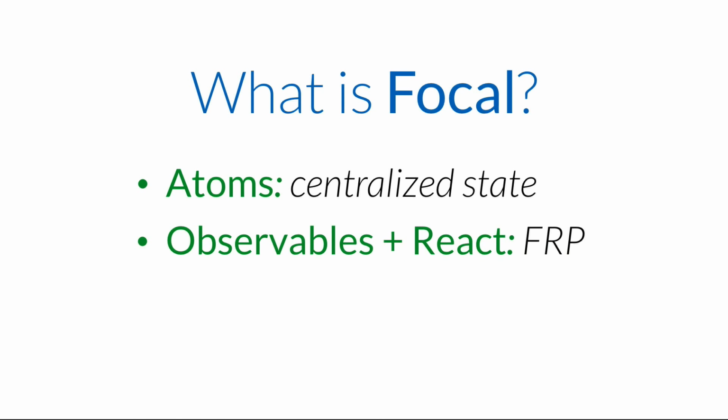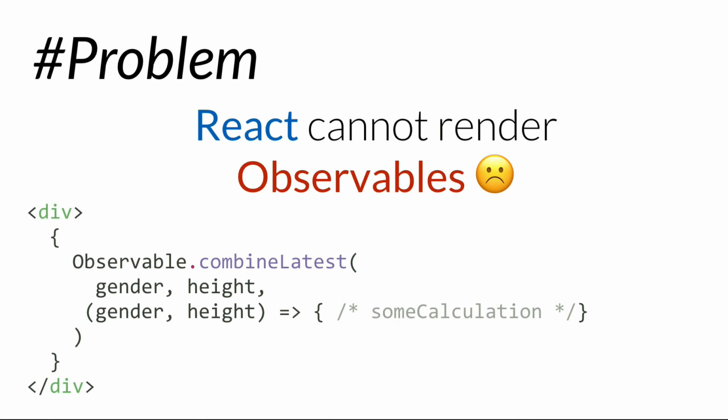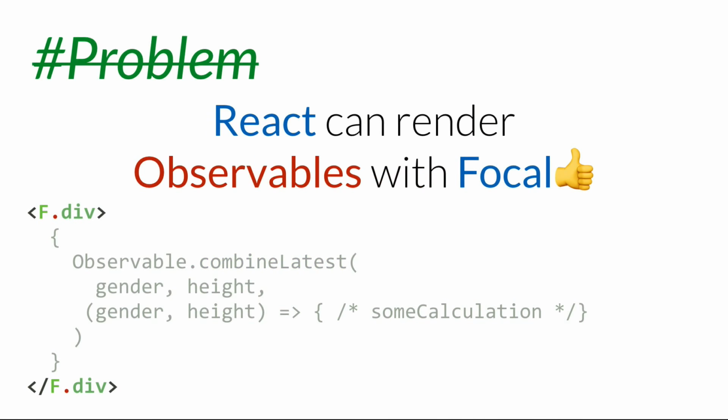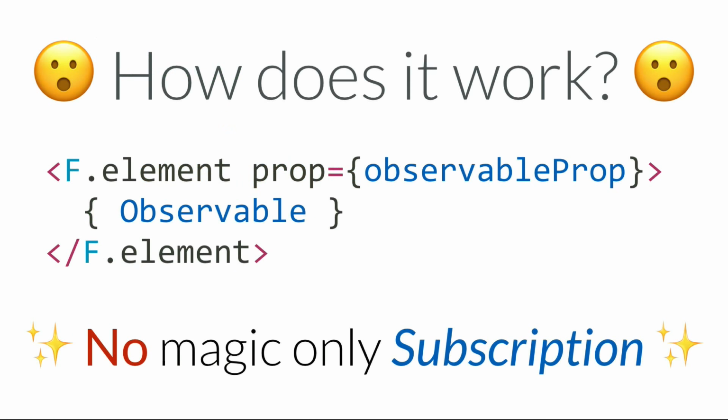Okay, so what about our React? How can we render observables? Because we have a problem that we can't render observables the React way. But with Focal, we can do that. Focal allows us to use F elements like F.someReactElement, which can render observables. And when our observables change, it will automatically render our React elements. So how does it work? F elements can use observable props, and they subscribe to them. And when our observables change, it will automatically render our F elements. So there is no magic, there is only subscription.